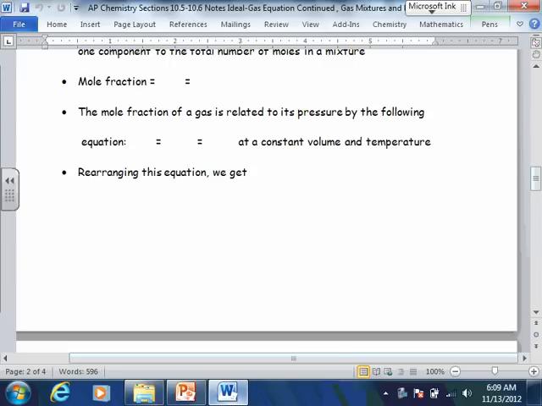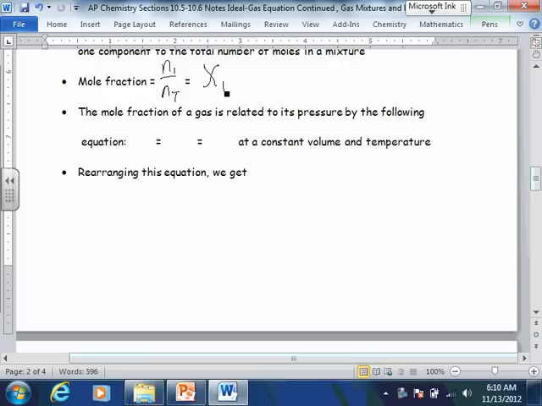So when it says mole fraction here, we're talking about N1 over N total, or that could be a lowercase t, it doesn't matter. So basically the moles of one thing divided by the total number of moles. Okay, now this is sometimes represented by that's called a chi. Okay, it's just a Greek letter that looks like an X, and that's the symbol for the mole fraction of that particular thing. Okay, and it's related to pressure by the following equation.